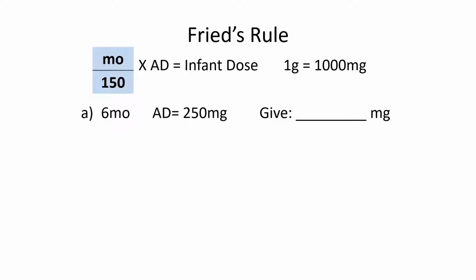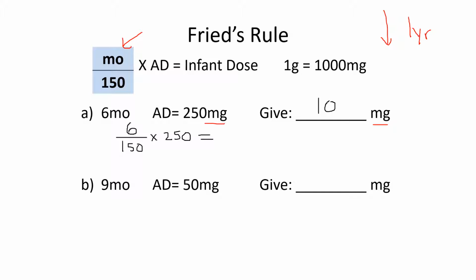Pediatric dosing. Fried's rule. It's for infants less than 1 year: age in months over 150 times the adult dose. The answer wants to be in milligrams. The adult dose is already there, so we don't have to convert. Months is 6, 150 is our constant, times the adult dose, 250. So for this 6-month-old, we'll give about 10 milligrams, a fraction of what an adult would get.